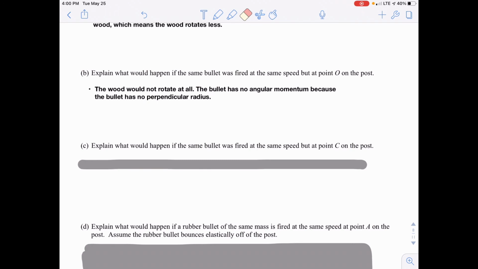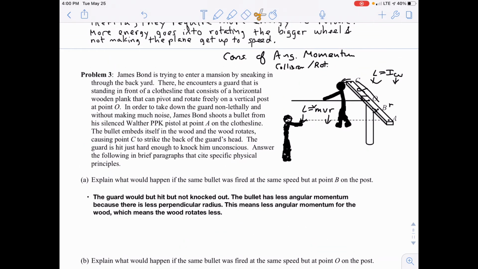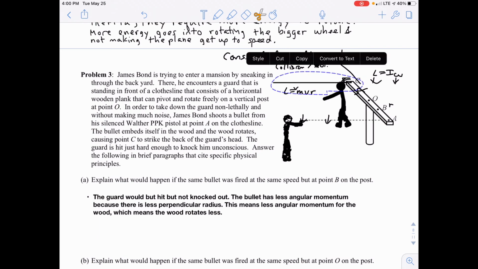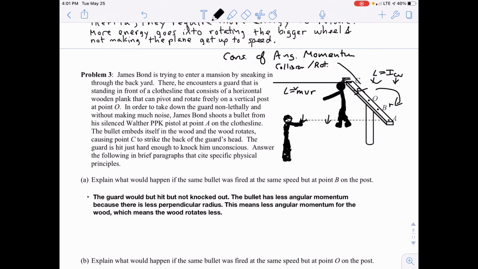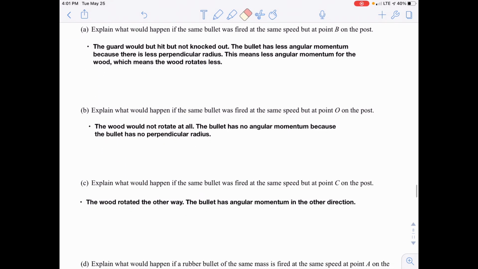Part C, explain what would happen if the same bullet was fired at the same speed at point C on the post. In other words, let's pretend that you're able to fire it over here at point C at the post, not hitting the guard. The guard is kind of not at point C, but somewhere between point C and point O. In any event, what would happen? Well, clearly the beam would rotate the other way. The bullet has angular momentum, but in the opposite direction. Therefore, the beam would rotate in the opposite direction.